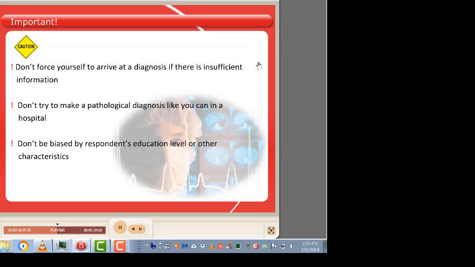Don't be biased by the respondent's education level or other characteristics. Misconceptions abound across education or income levels of respondents. The narrative plus history is the basis for assigning the cause of death. Don't rely on the risk factors alone for making a diagnosis. For example, cirrhosis occurs not only among alcohol drinkers but also among non-drinkers. Similarly, lung cancer can happen among smokers and non-smokers.